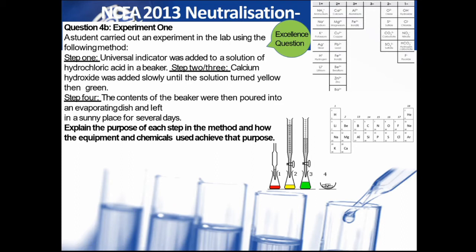In 2013, a student carried out an experiment in the lab using the following method. Step 1. The universal indicator was added to a solution of hydrochloric acid in a beaker. Step 2. Calcium hydroxide. The moment you see hydroxide, you say it's a base. It was slowly added until the solution turned yellow and then green. Oh, yellow. What is the pH of yellow? It's going to be a pH of 5 to 6.